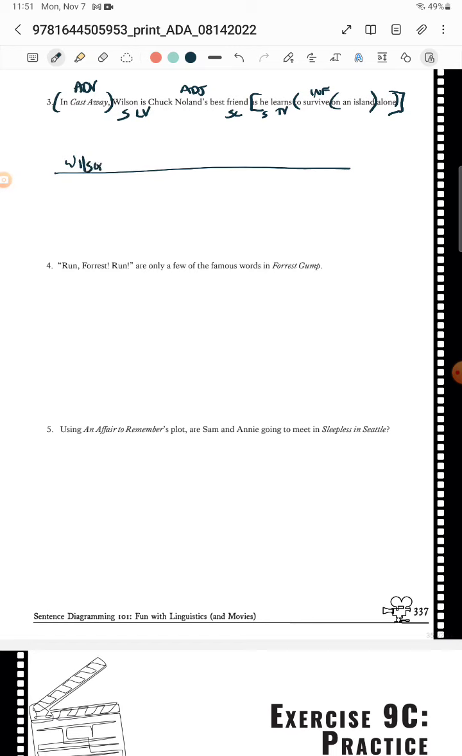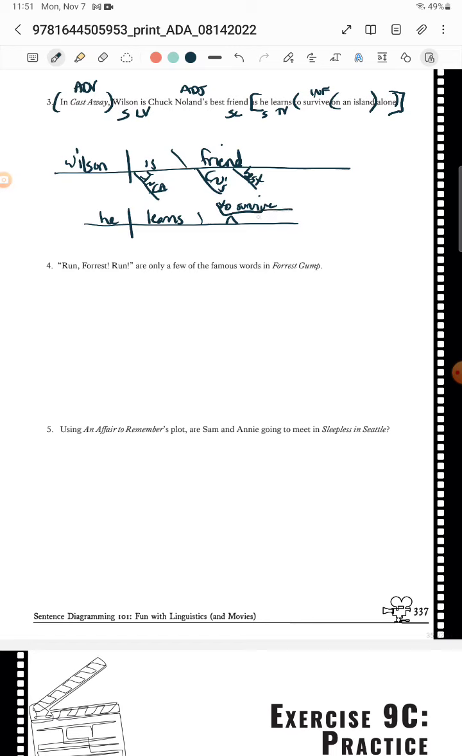So we've got Wilson is what? Is friend, and he's Chuck Nolan's friend, and he's his best friend. And then where? Oh, in Castaway. And then as he learns, and then what does he learn? He learns to survive. And then where is he surviving? He learns to survive on an island. It's not that he learns on an island, it's the surviving on an island. And then he learns to survive all alone for years. All right, and then I gotta put my as in there. Cool.